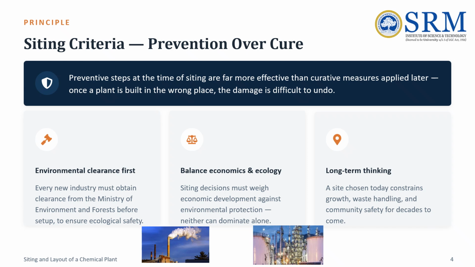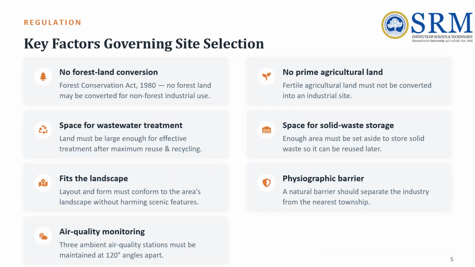Site selection should balance economic growth with environmental protection. Engineers should also plan for future expansion, waste management, and emergency access. Careful planning at the beginning ensures safer operation throughout the plant's lifetime.